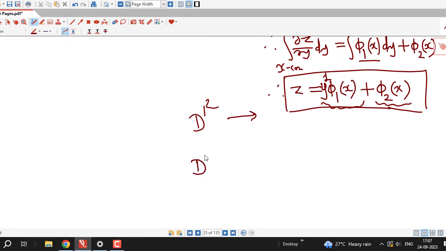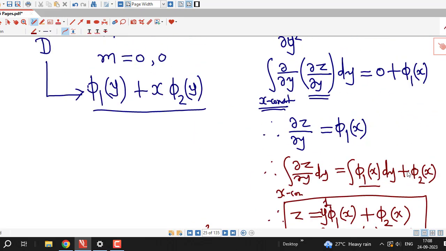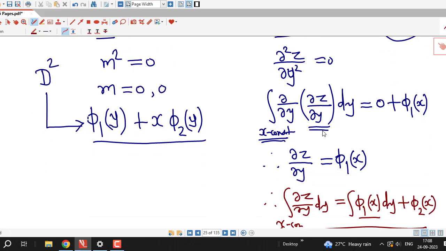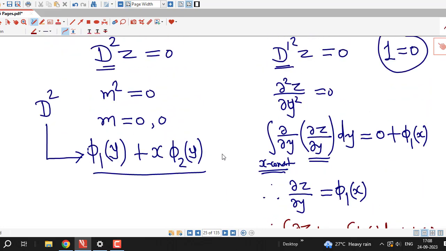This we can generalize for the third power of D' also. The part of general solution corresponding to D' power 3 will be equal to an arbitrary function of x plus y times another arbitrary function of x plus y square times another arbitrary function of x. So you have to remember this, and if you forget, you can use this type of direct integration to write down the part of general solution corresponding to powers of D'.